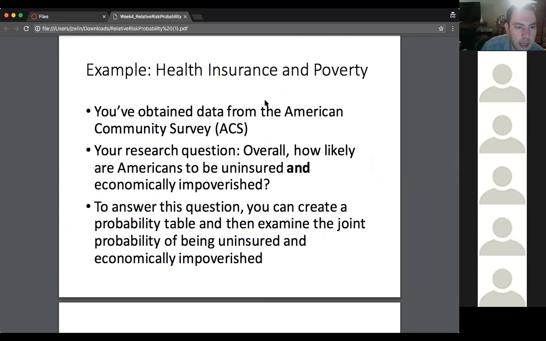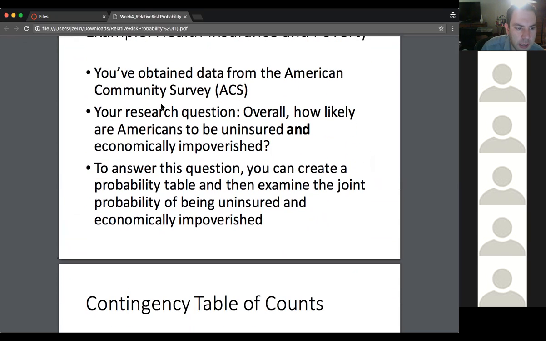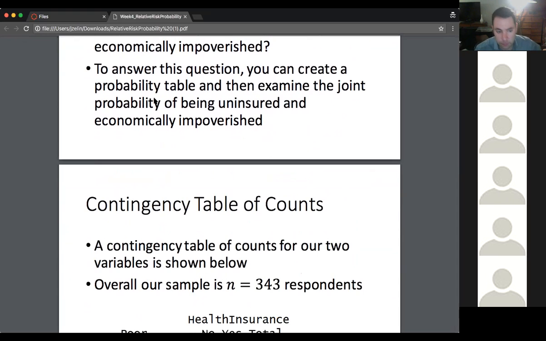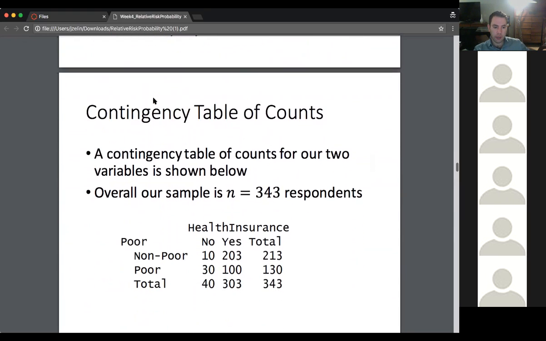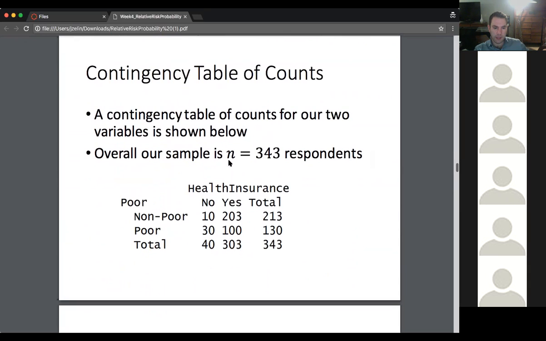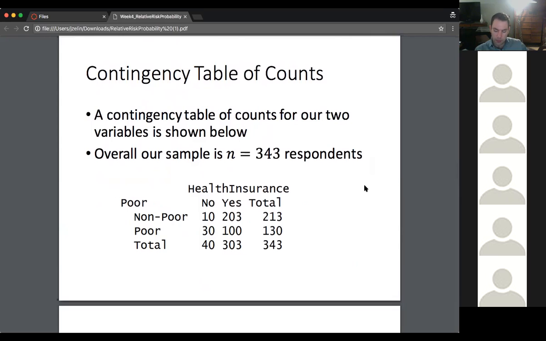So here we're looking at the health insurance data, and we're trying to look at the probability of being both impoverished and uninsured. So here we have a contingency table, and the sample size is 343 respondents. So here we're having our probability table. This is an unconditional probability table.